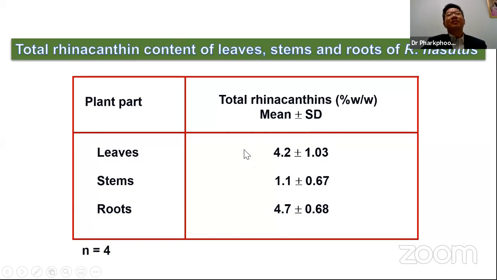But sometimes the raw material in the market contains both leaf and stem. So you will see that if the raw material contains more stem, the active compound will be diluted. So when you buy plant material, you have to know which parts of the plant you should buy from the market. If the material is a mixture of leaf and stem, the quality of the extract will be reduced.